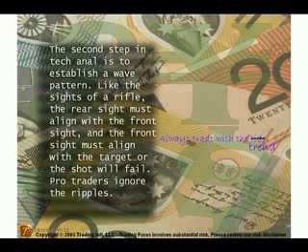The second step in technical analysis is to establish a wave pattern. Like the sights of a rifle, the rear sight must align with the front sight, and the front sight must align with the target, or the shot will fail. Professional traders ignore the ripples, the little itty-bitty movements, the insignificant occurrences in the market. Professional traders ignore those, and they know that they are not part of the tide or the trend as we called it a moment ago.